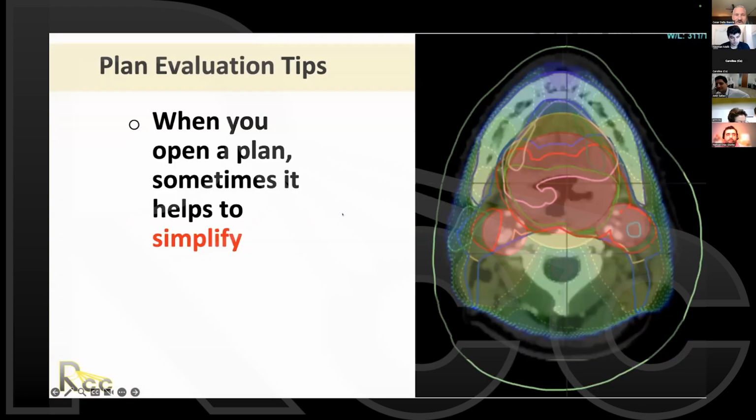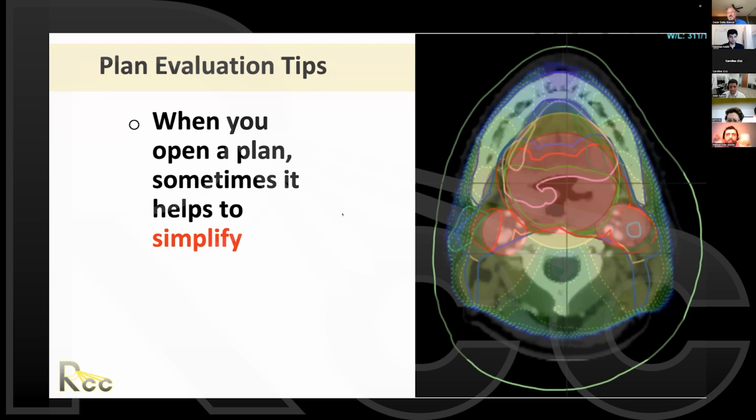That's perfect. And some tips that we can give you for evaluating a plan. When you open the plan, sometimes it helps to simplify. Here we have an image that is nice and colorful, but there are many things going on. So when you are opening the plan, say, okay, let me look at how the PTV 70s are covered. Just put them on, show either the isodose line or the cloud, that 70, look at that, and then start adding things.